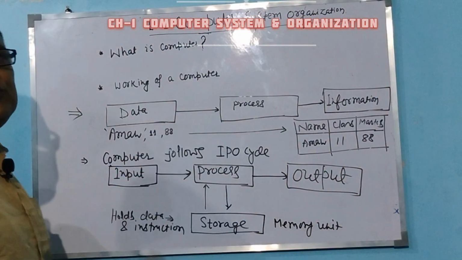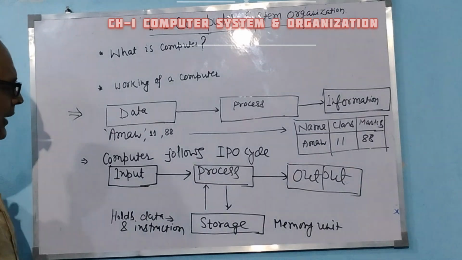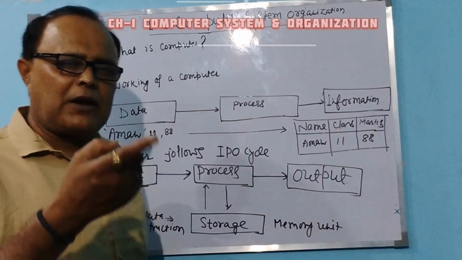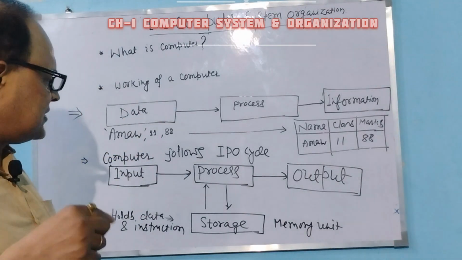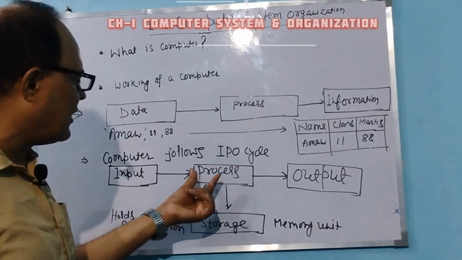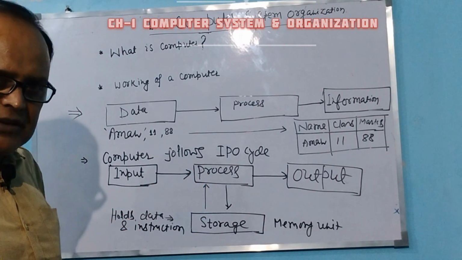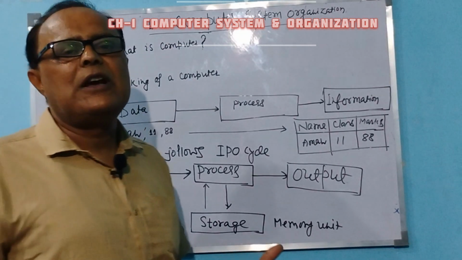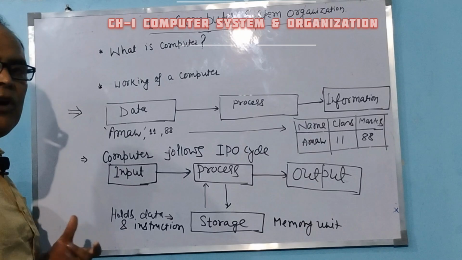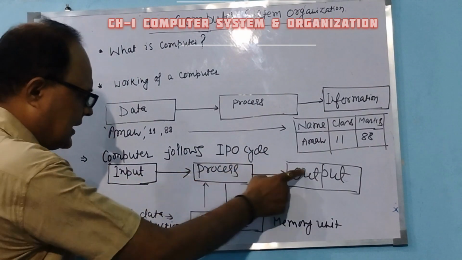Computer follows the IPO cycle. IPO cycle means input, process and output. Whenever you give information, that is called input, and after processing all inputs in the processing unit, that is called the CPU, that is called process, and after processing all information and instructions, it will produce output as a result. So computer works on the principle of the IPO cycle: input, process and output.